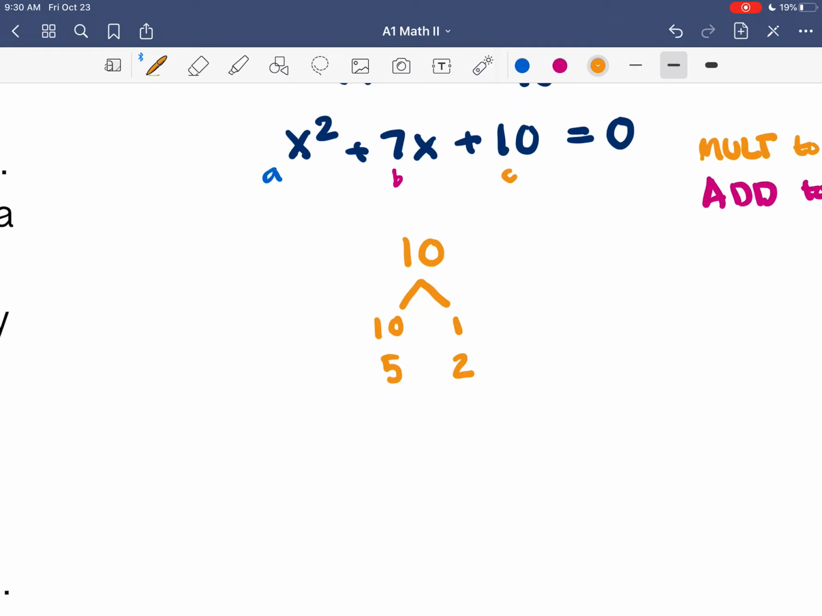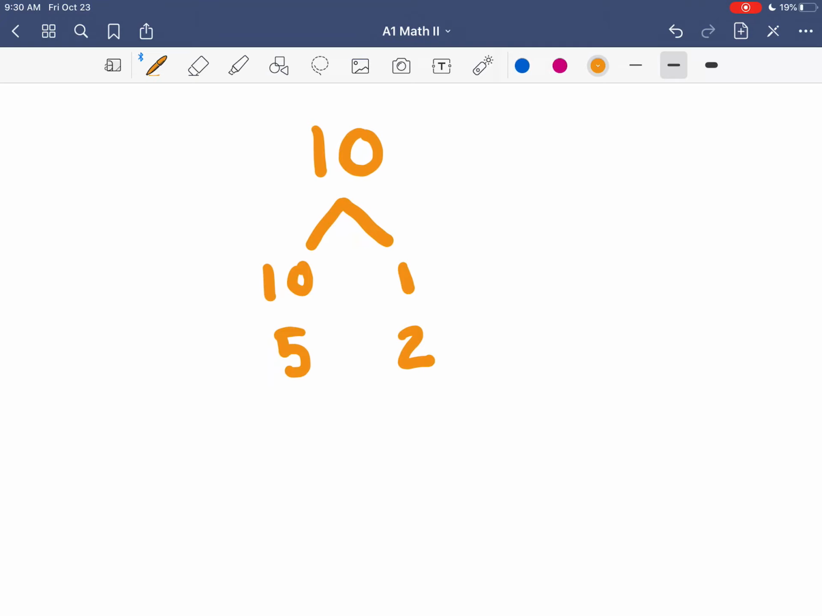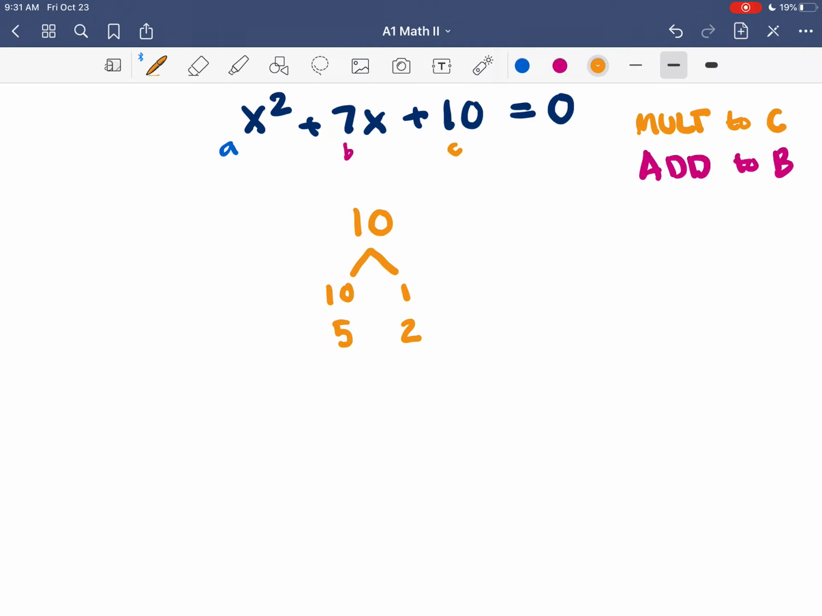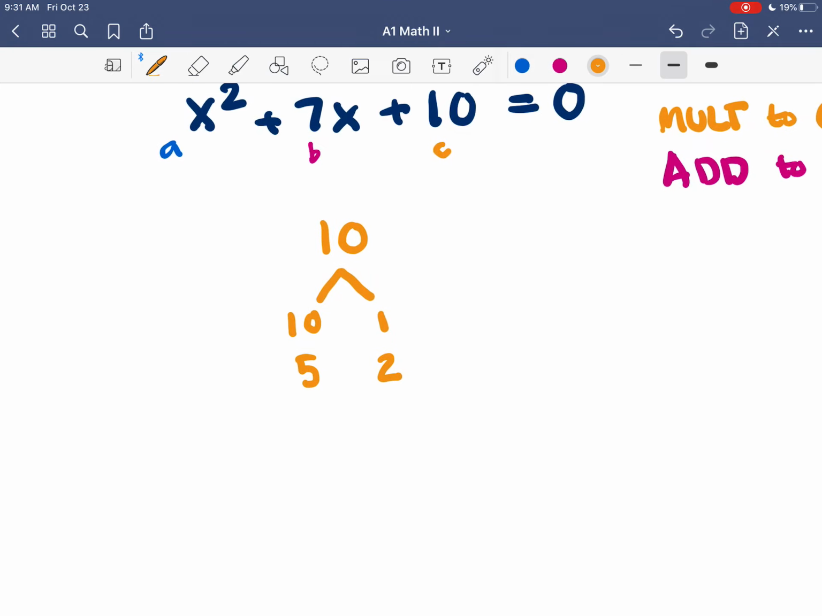I want to be clear that I'm not making a factor tree. That's a different thing. I'm just listing pairs of numbers that multiply to 10. So it looks different. Please don't make factor trees because those won't help you. We're just making all of our options, listing pairs of numbers that multiply to 10. And that's all. We only have 2 pairs of numbers that multiply to 10.